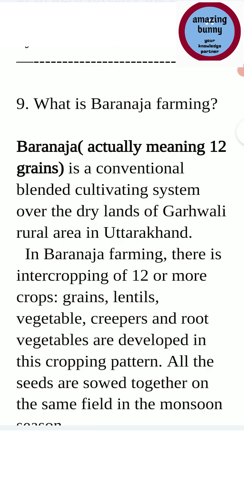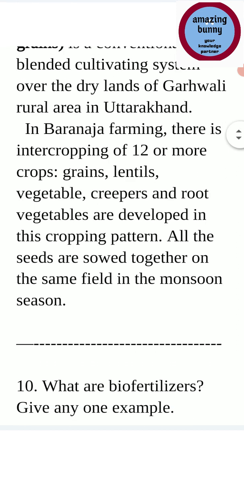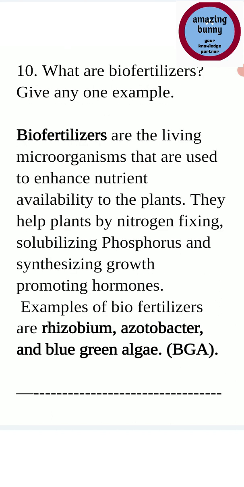What is Baranaja farming? Baranaja is basically a combination or a group of 12 grains, and it is a conventional blended cultivating system over the dry lands of Garhwal rural area in Uttarakhand. In Baranaja farming, there is intercropping of 12 or more crops like grains, lentils, vegetables, creepers, root vegetables. They are developed in this cropping pattern and all the seeds are sowed together on the same field in the monsoon season.